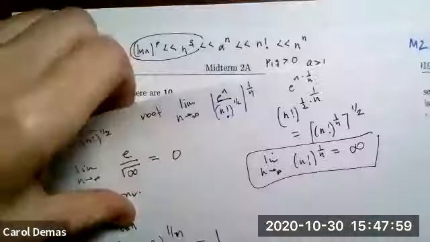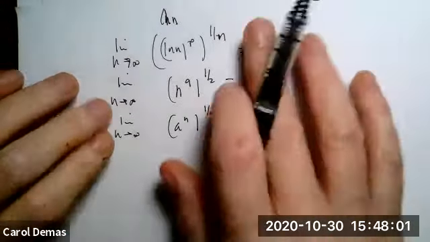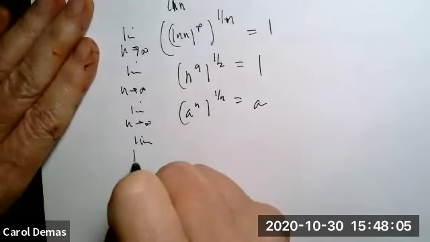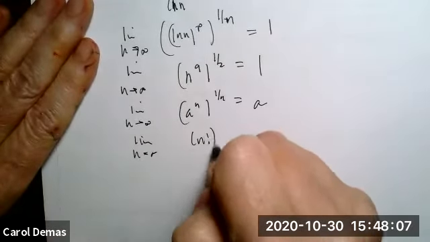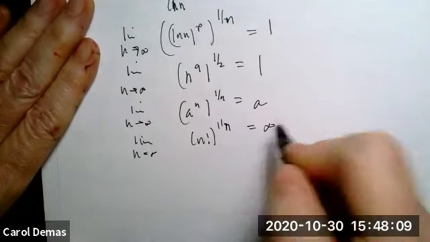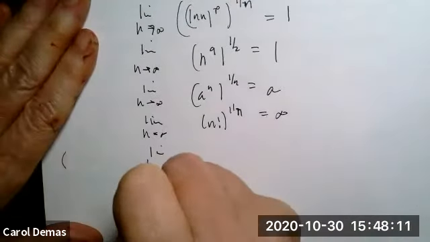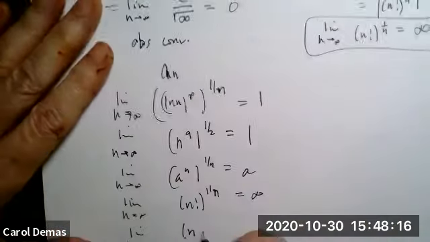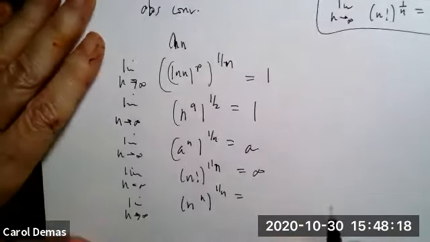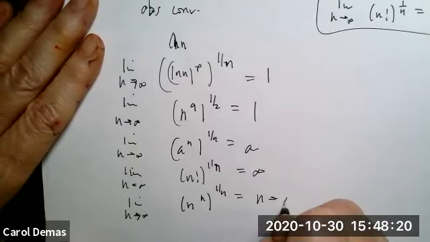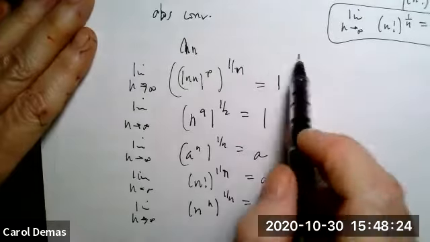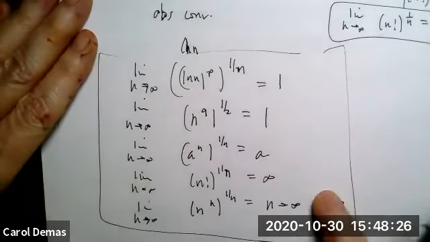All right, so let me finish. These are all constant. The next two are going to be infinite. n factorial to the 1 over n gives you infinity, and so does this one, of course. n to the n to the 1 over n will give you n, which is going to infinity. So if you can remember using the hierarchy of growth rates, that might be helpful.